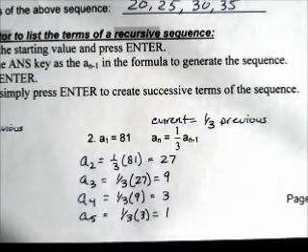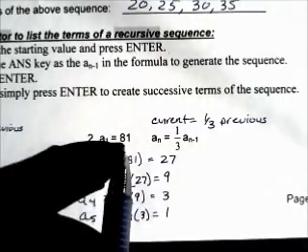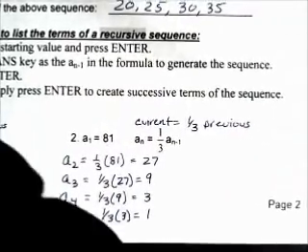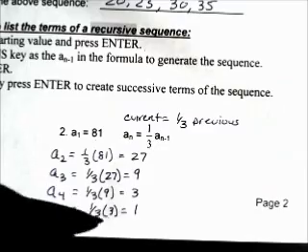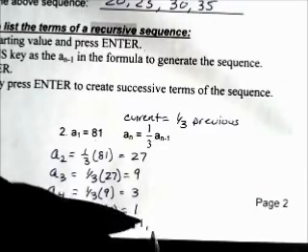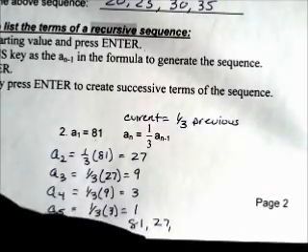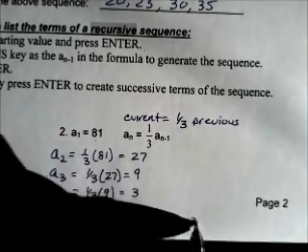And let's make sure we write these correctly. All right, our first term was 81. So we have 81, then 27, 9, 3, and 1.